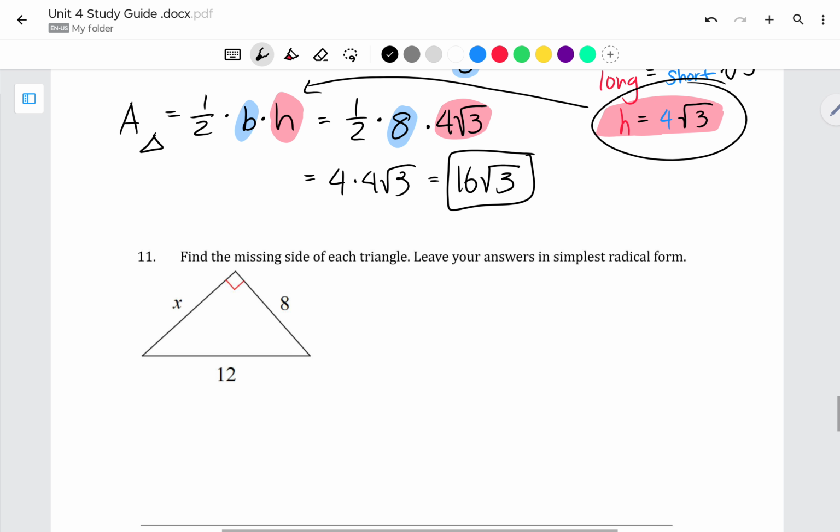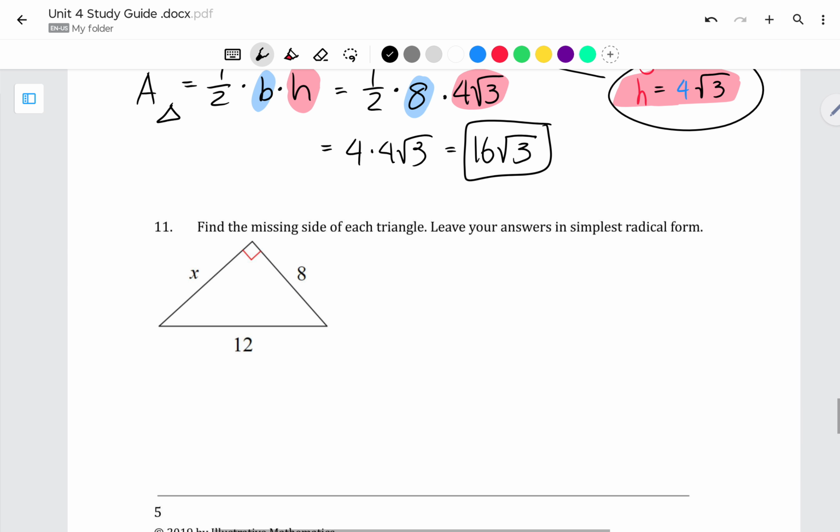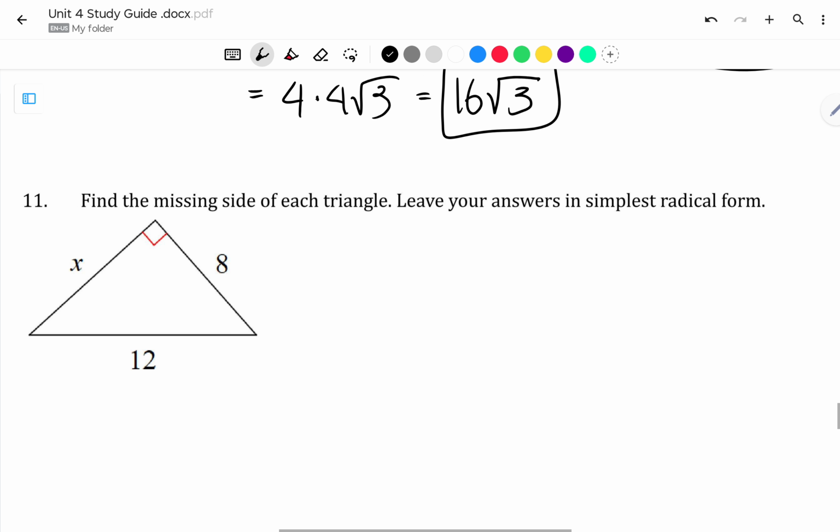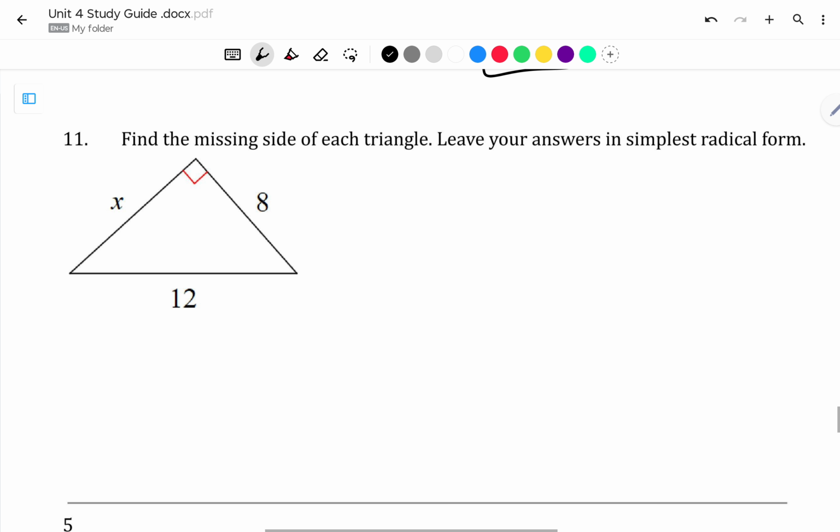Cool. Two more. Find the missing side of each triangle. Leave your answers in simplest radical form. This one, I'm looking at my triangle. Do I have any angles? No. Do I have 3 sides? Yeah, and I'm trying to find this one. So this is a Pythagorean theorem setup. This is x squared plus 8 squared equals 12 squared.